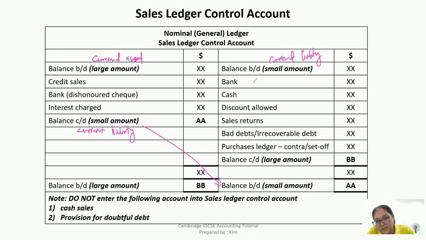Okay. On the credit side, we have bank and cash, depending on the payment mode. Discount allowed is always together with the bank or the cash, on the same side. Sales return is opposite to the sales. Bad debt, or irrecoverable debt, is the new term for the account. Contra entry means we deduct where one customer is also the same supplier. Balance carried down, balance brought down, and it is complete. And take note, these two items, cash sales and provision for doubtful debt, will not appear in the sales ledger control account.